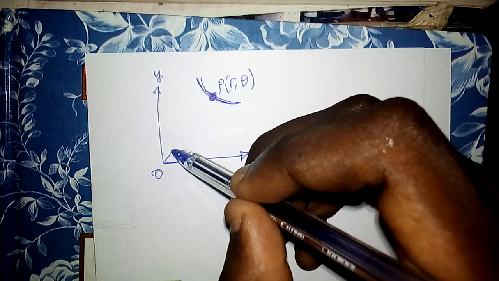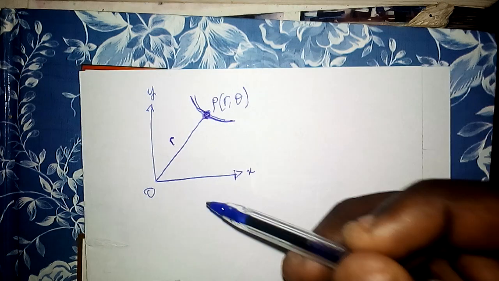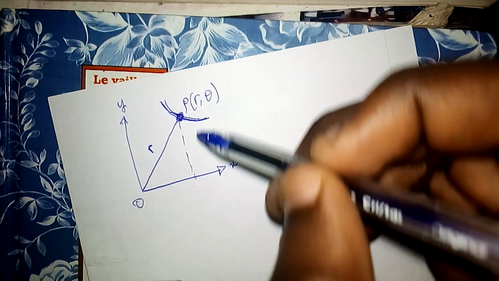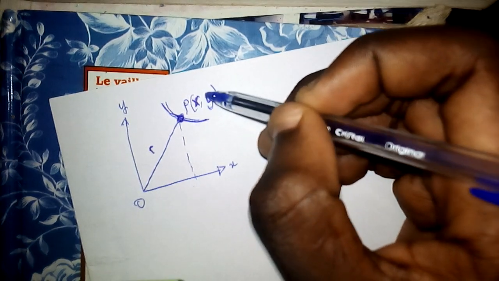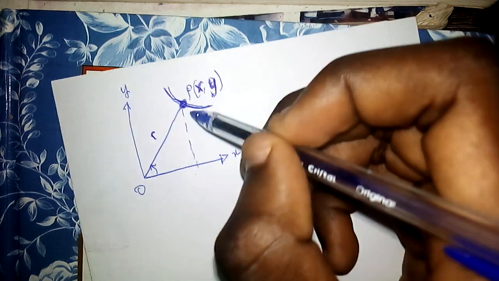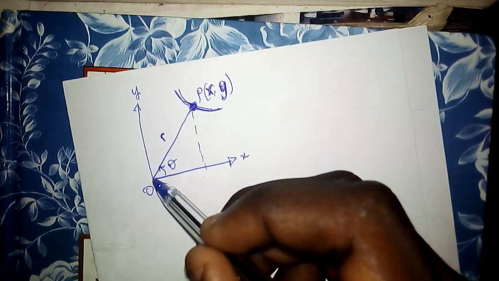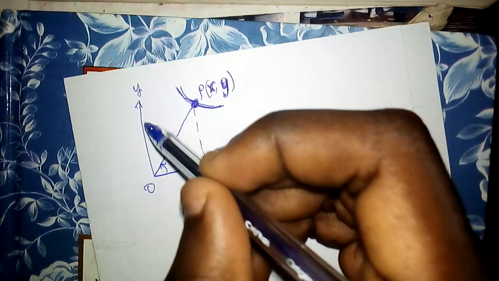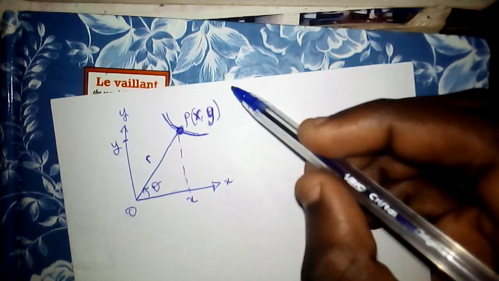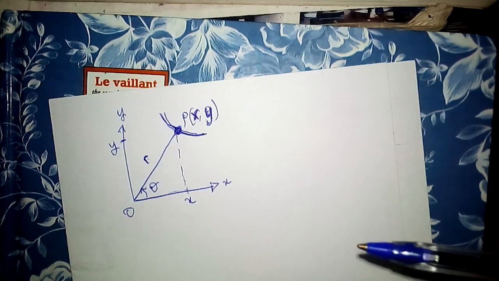Now this distance from the origin right up to the point P on our curve is r. The horizontal distance, let's take generally x, and the vertical distance y. Now the angle that this length makes with the horizontal axis is our theta. So we need to get the relationship between x and y with r and theta.